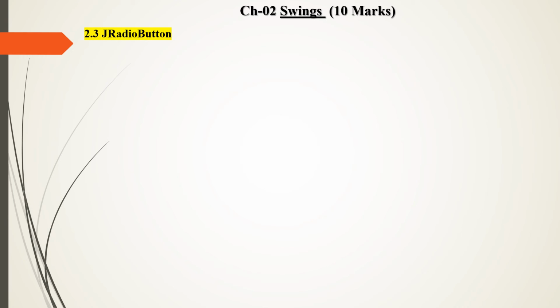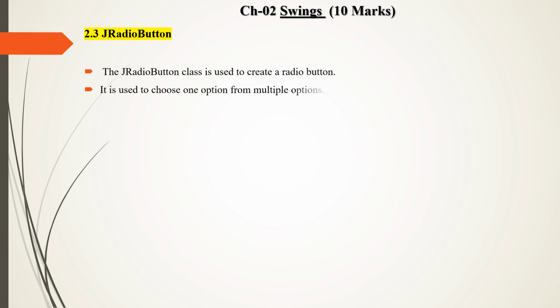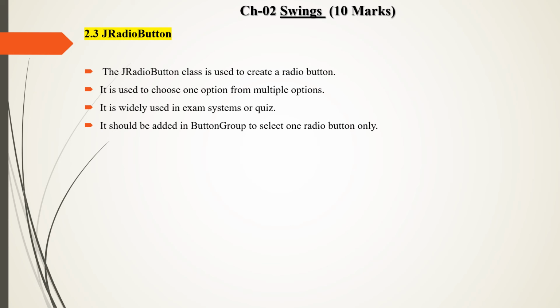Next we see the JRadioButton. It is another component which is not present in the AWT package, and it is a new component in Swing. In AWT we create a checkbox group to form the radio button, but in Swing a separate class is created for the radio button. The JRadioButton class is used to create a radio button. It is used to choose one option from multiple options. It is widely used in examination systems or quizzes. It should be added to a button group so that only one radio button can be selected.